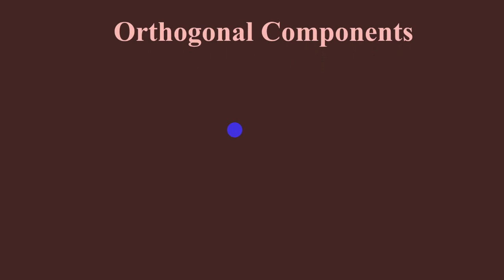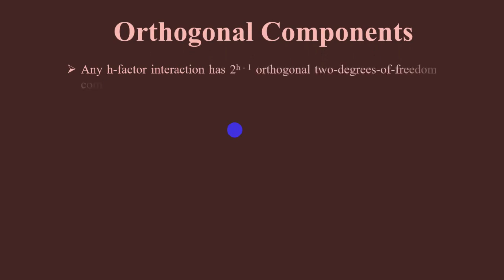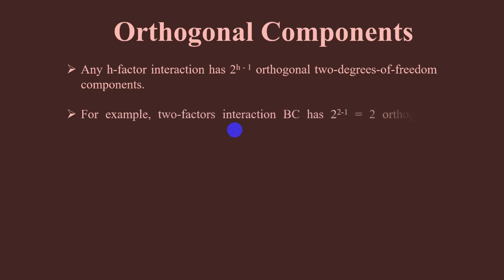Now let us discuss the orthogonal components. Any H factor interaction has 2 raised to H minus 1 orthogonal 2 degrees of freedom components. Now what is the meaning of this? If we have an H factor interaction, then it will have 2 raised to H minus 1 orthogonal components, and each component will have 2 degrees of freedom. For example, the 2 factor interaction BC has 2 raised to 2 minus 1 equal to 2 orthogonal components, which are BC and BC square, each with 2 degrees of freedom.